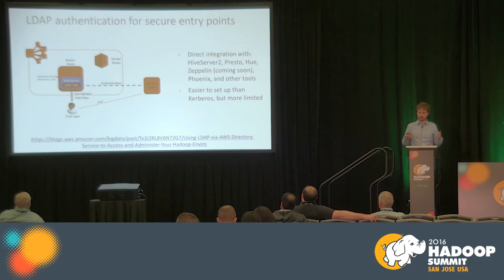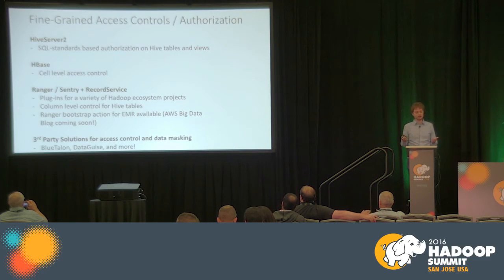Another thing is, if you have a centralized access point, like Hive Server 2 or Hue, which is the open source UI for a lot of these query tools, you can link it with LDAP or your Active Directory, so when those users log in, they have certain permissions. Fine-grained access controls: Hive Server 2 supports views and tables, HBase has cell-level control. If you choose to install something like Ranger or Sentry, they have even finer-grained control. With Ranger, you can do, say, column-level control in Hive. There are a bunch of plugins for different projects that are supported by those two.